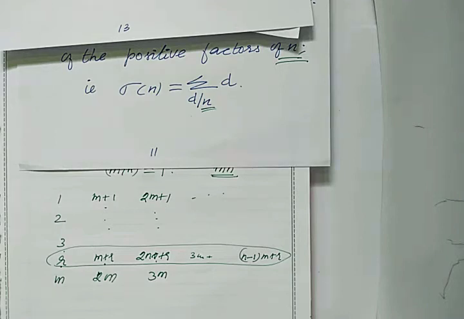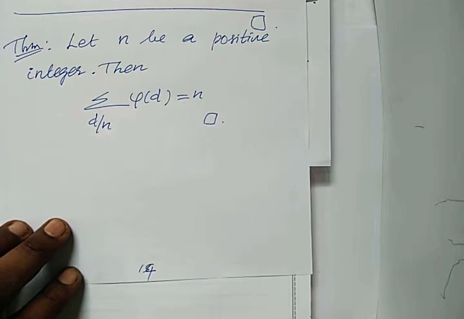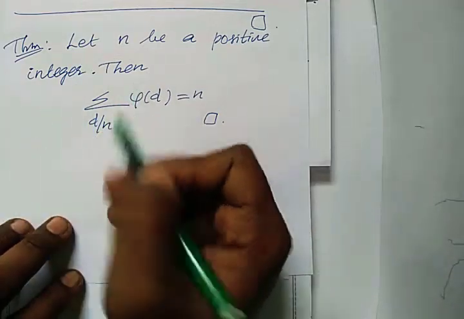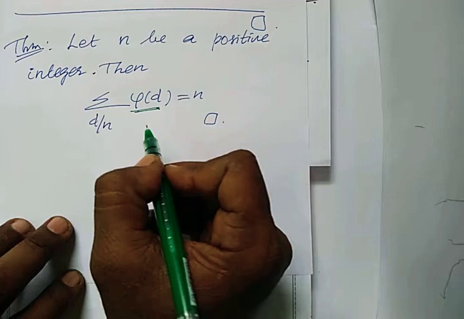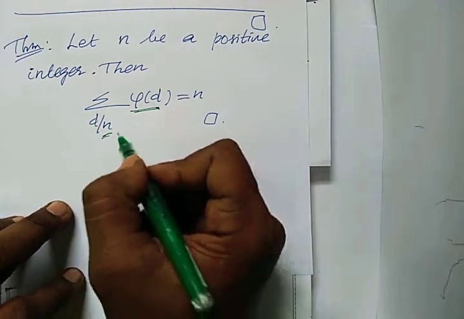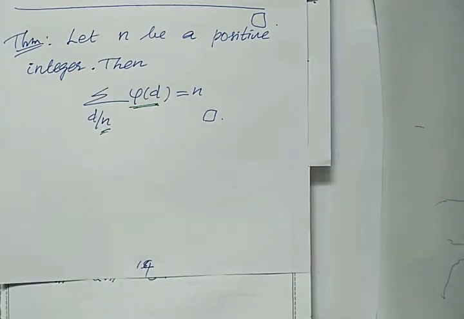And students, one more interesting theorem. I leave this theorem as an assignment. Try to solve it yourself. It will be so interesting. Let n be a positive integer. Then the summation of phi of d, where d is a positive factor of n, is equal to n. This is an interesting theorem. Try to prove it yourself.